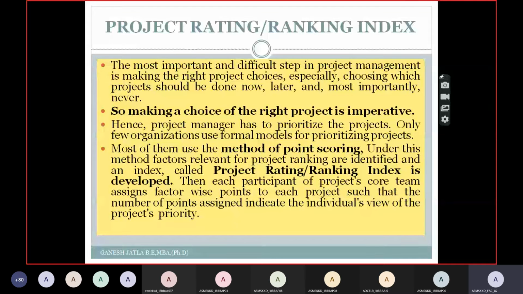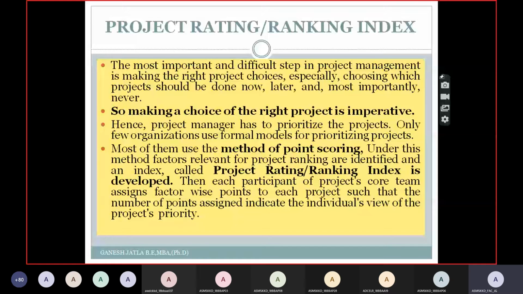So making a choice of the right project is very, very important. Hence project managers generally prioritize the projects. But prioritizing the projects with formal methods is followed by only a few organizations. Most of the organizations which use formal models generally go with the method of point scoring.